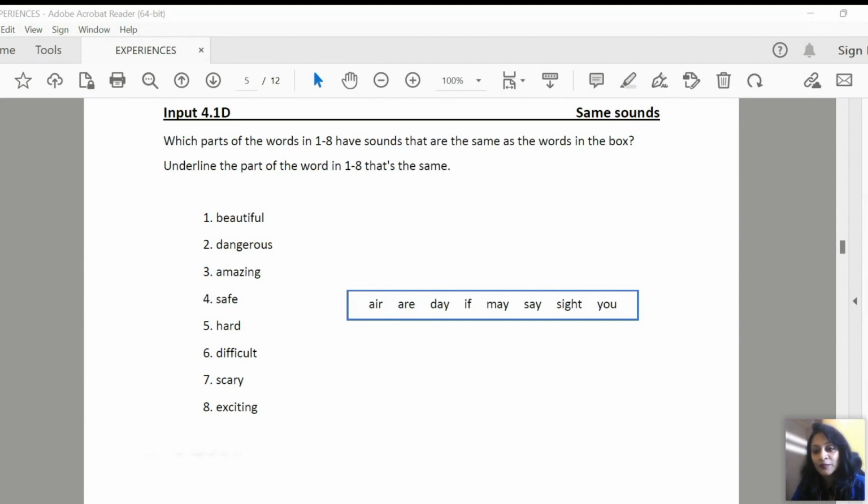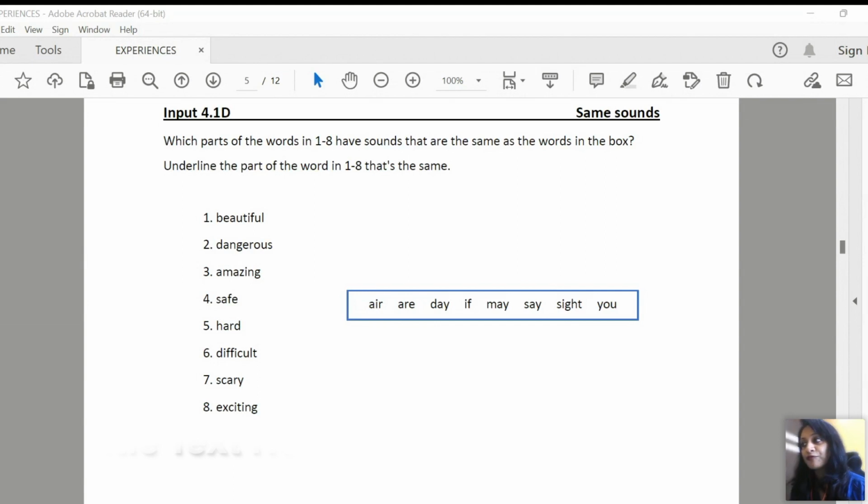Geeta, beautiful. Dangerous. That's right. Day. You see the sound there? Yes, Narayanan. Beautiful. All right, moving on to the third word. Amazing. So it's beautiful when you say the words together. When you say amazing, May. So you just have to practice the words together so that they match the sounds.